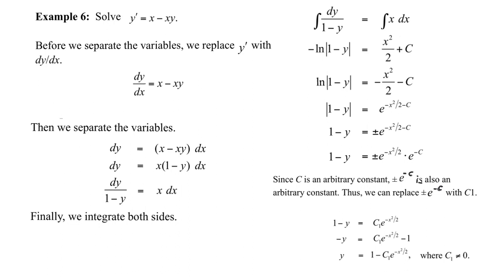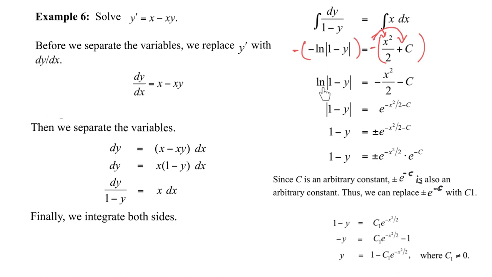So if you integrate both sides, this is negative ln of the absolute value of 1 minus y, and this is x squared over 2. We need to add a constant on both sides. It is the same as adding just one constant on one side of the equation. Then multiply both sides by negative. So this will be negative x squared over 2 minus c.